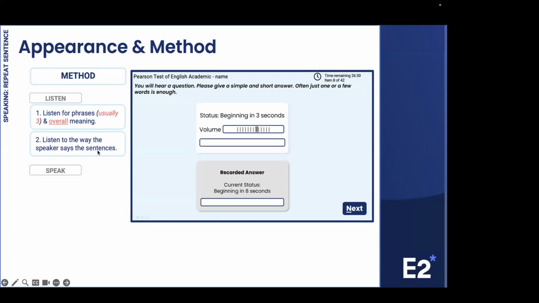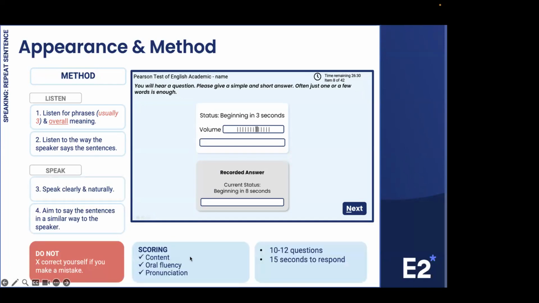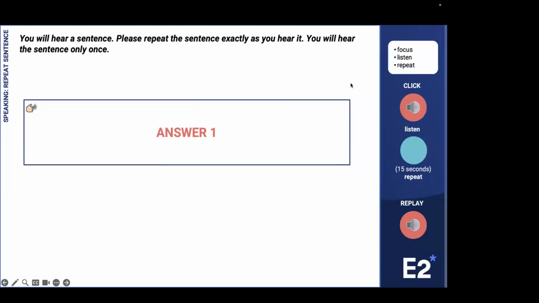Listen to the way the speaker says the sentences, and then speak clearly and naturally. Aim to say the sentences in a similar way to the speaker. Don't correct yourself. If you make a mistake, just keep going, and you'll be marked again for content, fluency, and pronunciation. So, focus, listen, and repeat.